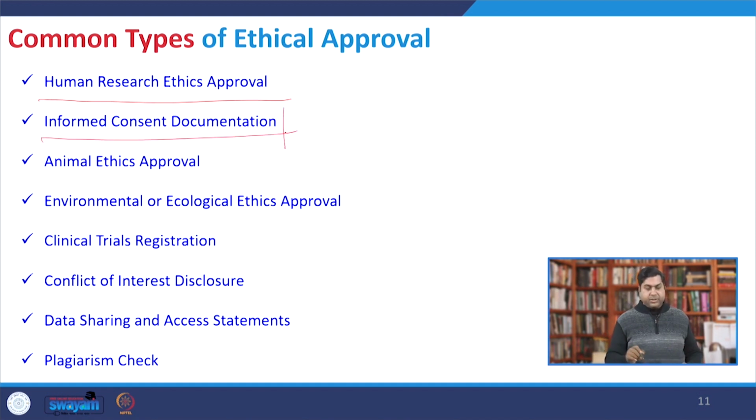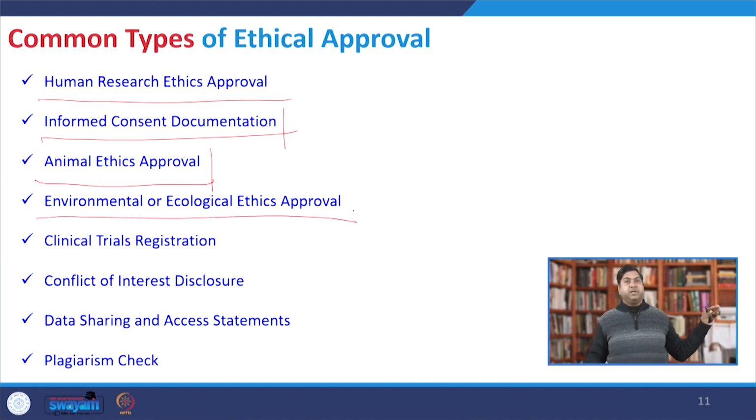Informed consent documentation: wherever you are taking participants, there should be some kind of consent form, get it signed by them, and then you can produce that information as and when required. Animal ethics, also there are committees where if you want to do some experiment, you have to take those approvals. Environmental and ecological ethics approval: suppose your research is going to impact the ecology and environment, or there is some involvement that you are going to test in that particular environmental research. So you have to take the approval accordingly.